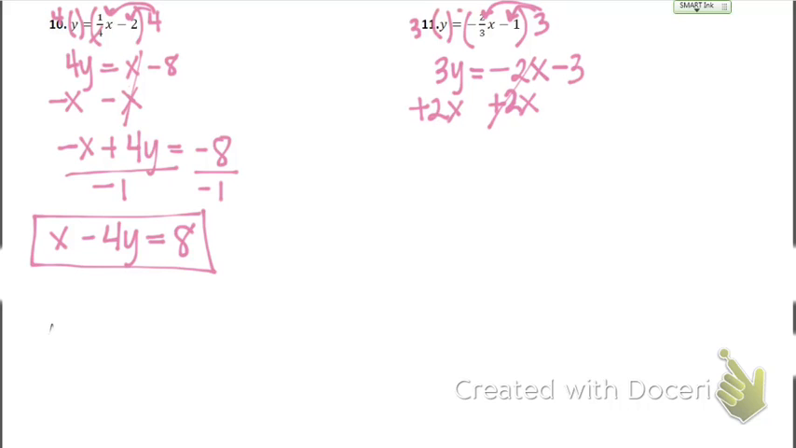Because negative 2x plus 2x is 0. So that gives me 2x plus 3y equals negative 3. Is that in standard form? Yep, so we are good.